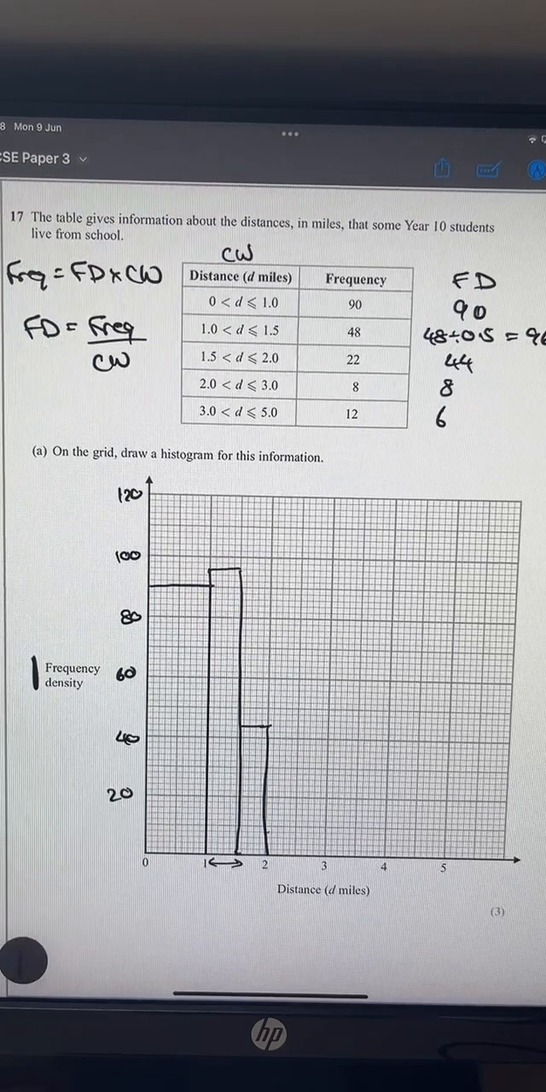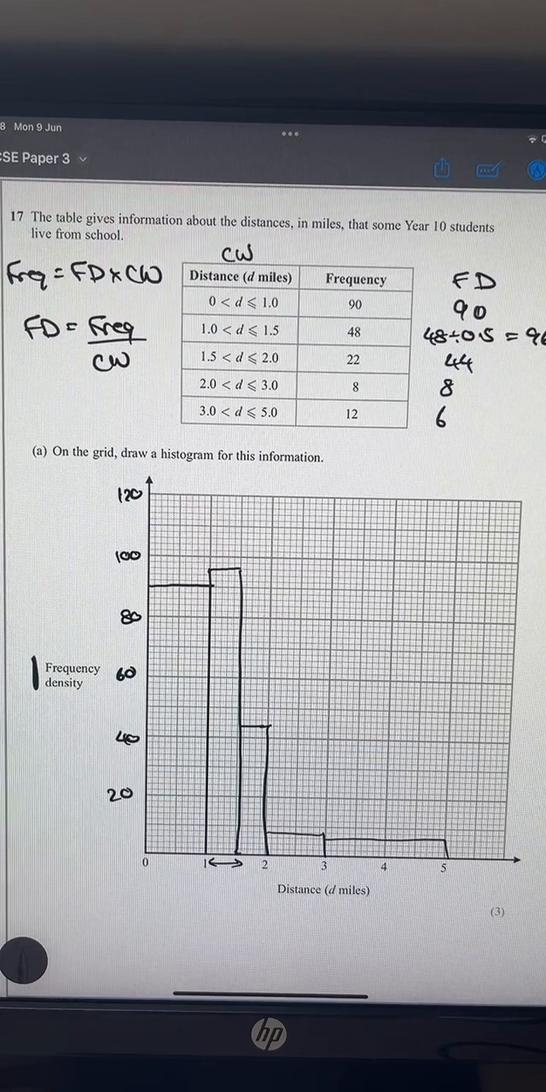One second, drew that bad. There, and go down. And the last one is from 3 to 5, so all the way across. That has a frequency density of 6. So that's just going to be right underneath. Nice. And down. And there's my histogram drawn.